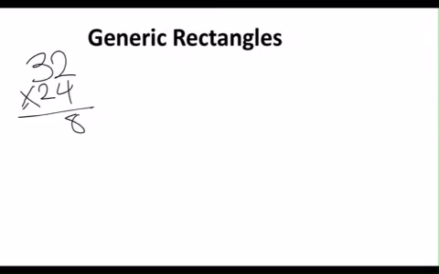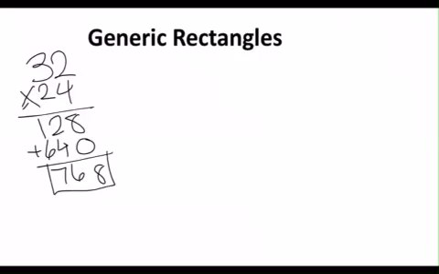For most of your caregivers, they're going to be familiar with the standard algorithm, which is if we had the numbers 32 times 24, you would multiply it. 4 times 2 is 8, 4 times 3 is 12. Put a 0 or an x here. 2 times 2 is 4, 2 times 3 is 6, and then you add. 8, 4 plus 2 is 6, 6 plus 1 is 7, and you get the answer 768.